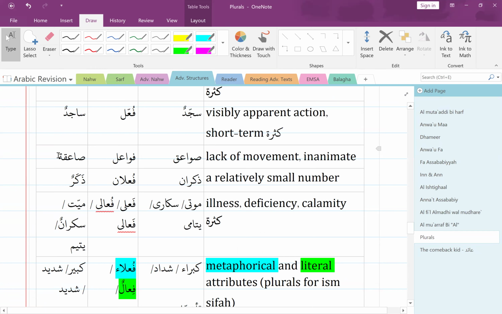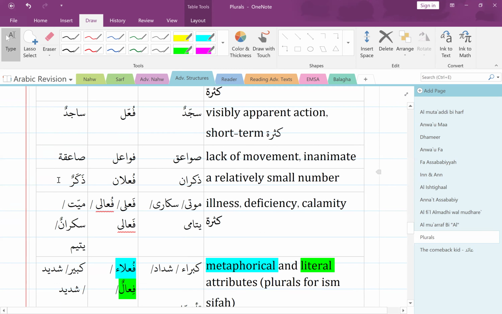Sa'iqa. Again, اسم فاعل. The plural is sawa'iq, fawa'il pattern. It shows lack of movement for inanimate objects. Like sa'iqa is a shriek, a large sound, a disturbing sound. Yeah, so that will be a sa'iqa, then sawa'iq, plural.